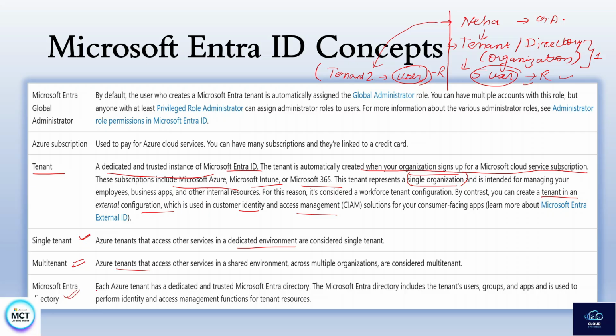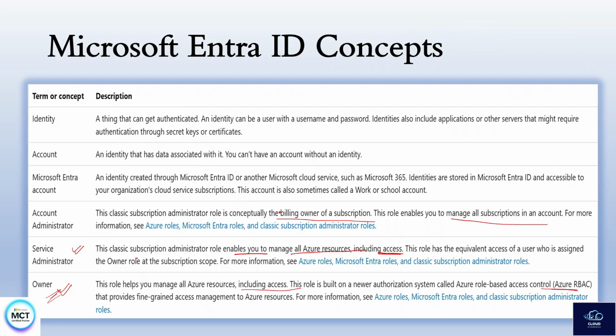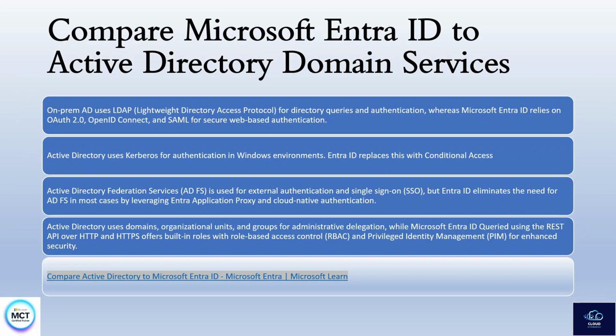Then we have the directory, which is a term used interchangeably with tenant. Each Azure tenant has a dedicated and trusted directory, which includes tenant users, groups, applications, and everything used to perform identity and access management. So these are some very important terminologies before you navigate to the services on Azure. These are terminologies very commonly used when we use the service of Microsoft Entra.